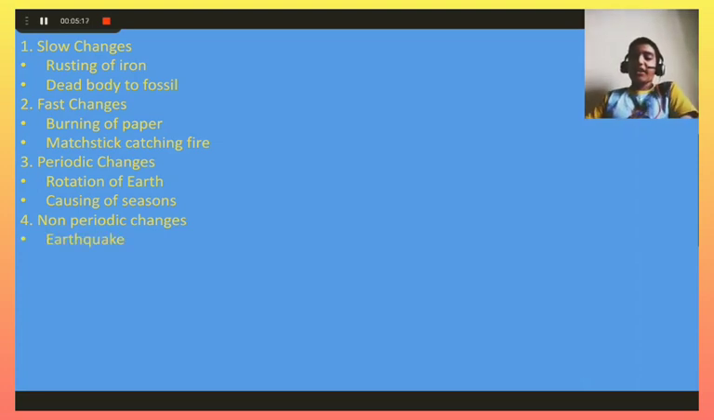Non-periodic changes, like an earthquake, can happen anytime. No one can say when it will happen. But if I talk about the cause of seasons, we know that in June we will have rain, because we always have rain in June in India. But these are the non-periodic changes. They can happen anytime. Today it will happen, then after 2 days it will happen, then next time it will happen after 5 years, and then again within a second.